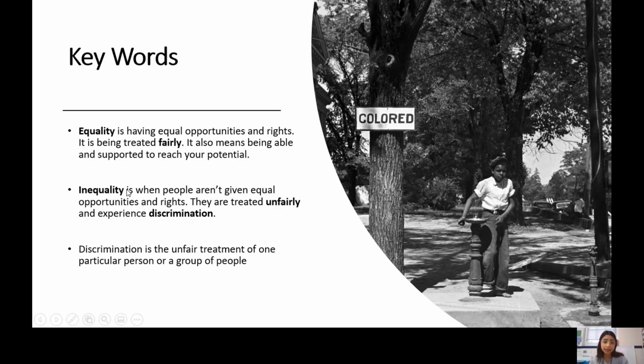We then have inequality, and you can tell from the word we have the word equality here, but this word is inequality, and this is when people aren't given equal opportunities and rights, aren't treated fairly and experience discrimination. Discrimination is the unfair treatment of a particular person or a group of people. So it's really important we are learning about equality today, and you'll understand how inequality was portrayed throughout periods in history. So it's changed over time now, but you will see there was a lot of inequality back in the day.